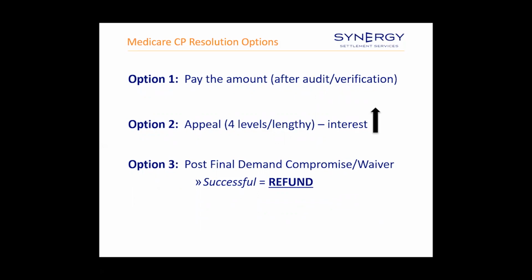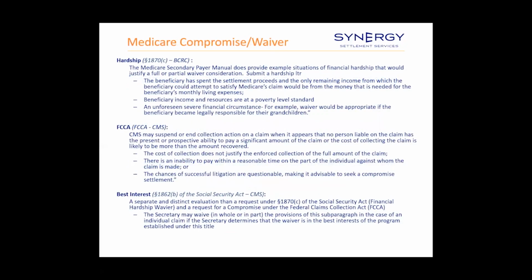So if you're successful with a final demand, compromise, or waiver request, you get a refund back from Medicare. They actually issue a check back. There's 3 different provisions under the law that allow you to seek a compromise or waiver. There's a hardship, basically looking at the chances of success in litigation, which is that FCCA, and then the best interest of the program waiver. And there's different criteria for these.